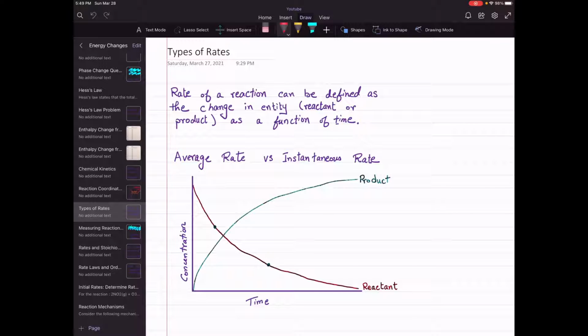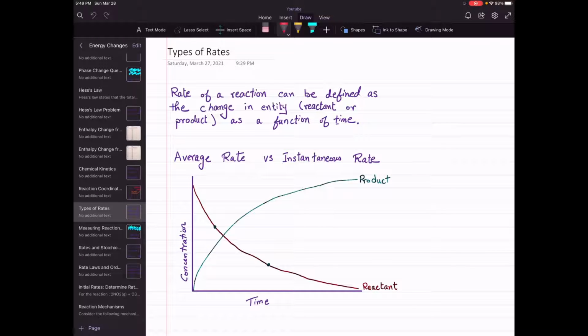Right? Whereas instantaneous rate, again, you might not have heard of the term instantaneous before, but an instantaneous rate is different from an average rate of reaction. Instantaneous rate is the rate at a specific point or at a specific time of the reaction. Okay, so average rate is over a period of time, whereas instantaneous rate is at a specific moment.